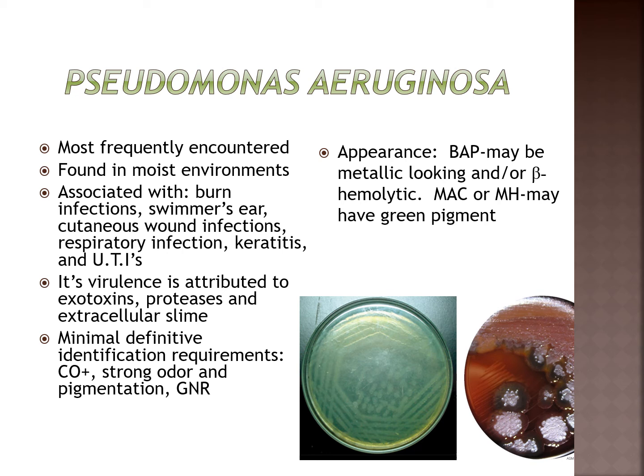Minimal definitive identification requirements would be that it's cytochrome oxidase positive, it has a strong odor and pigmentation, that it's going to be green, and that it's a gram-negative rod. Pretty much in the clinical world, if you see a green organism like the one on the bottom right, if it has a metallic sheen on blood, is beta hemolytic and oxidase positive, you can pretty much call it a Pseudomonas aeruginosa.